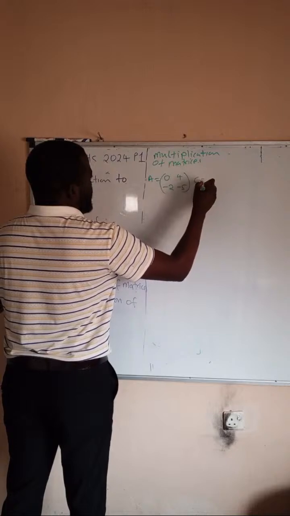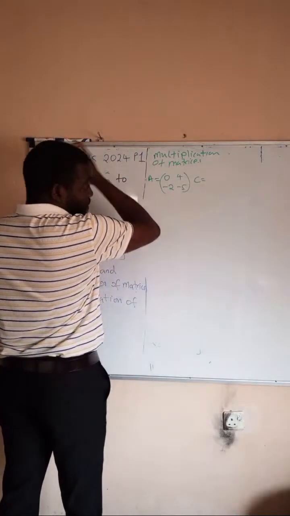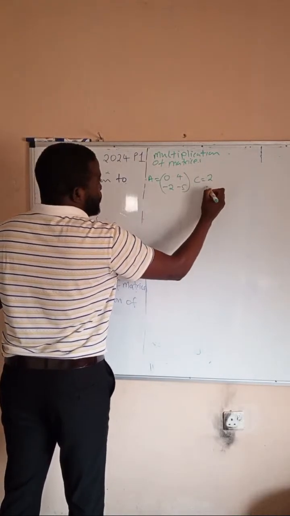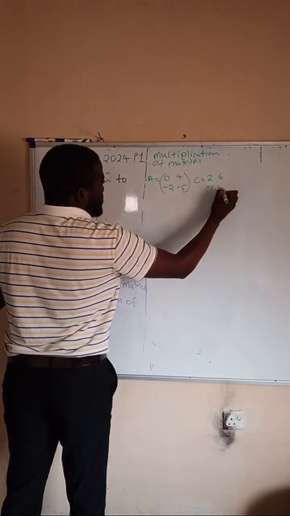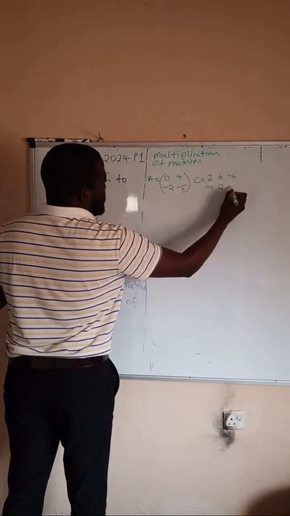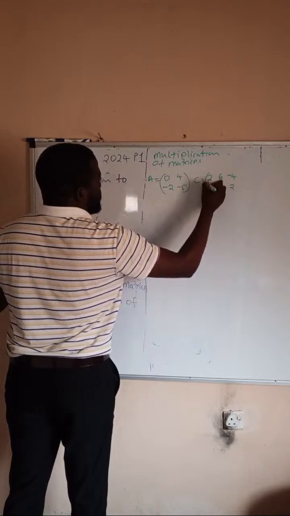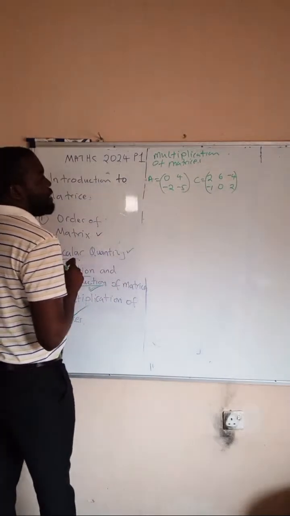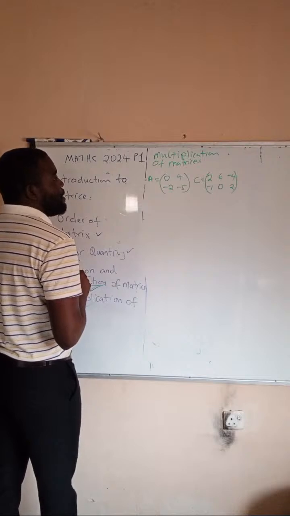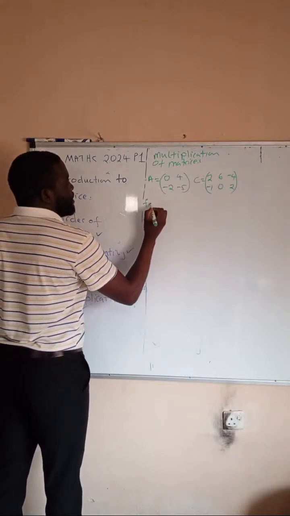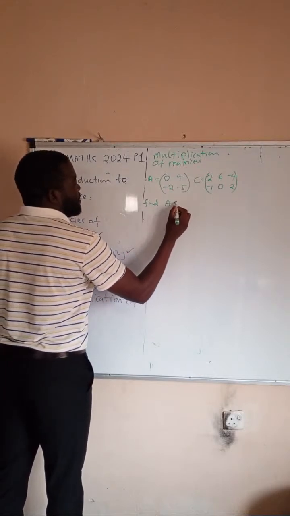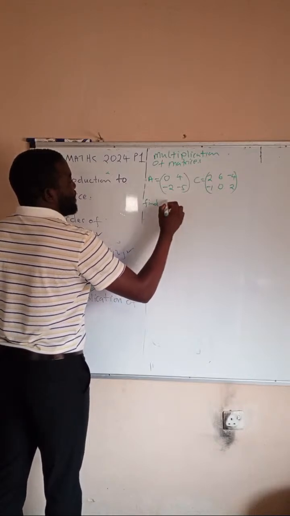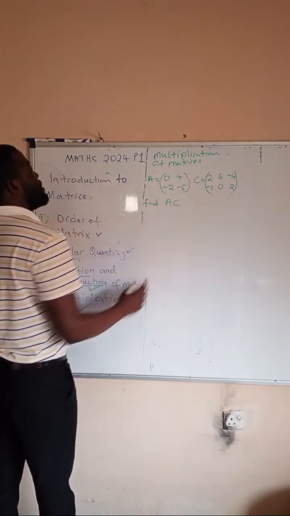Matrix C is 2, negative 1, 6, 0, negative 4, 2. And then the question is, find AC, which is A times C.